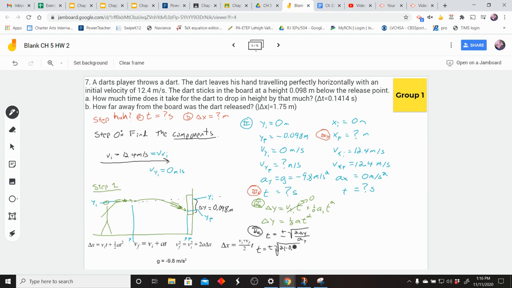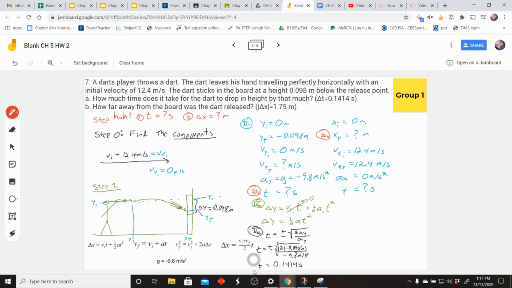minus 0.098 meters divided by a sub y, which is minus 9.8 meters per second squared. You do all that, and you will get a time equal to, it's going to be the positive one. I'll skip that because I'm running out of room. 0.1414 seconds.